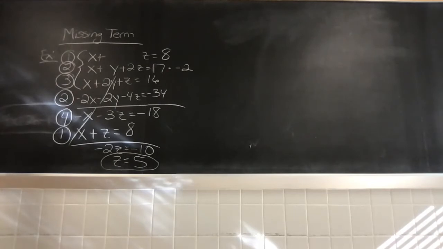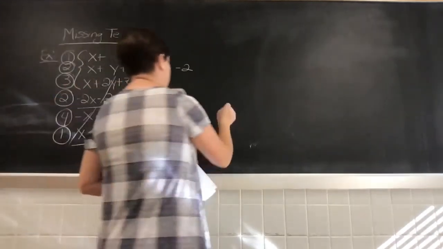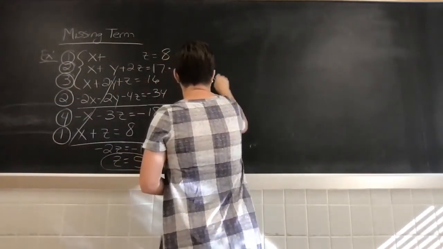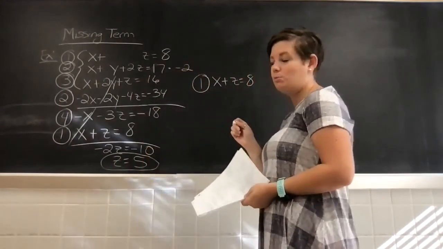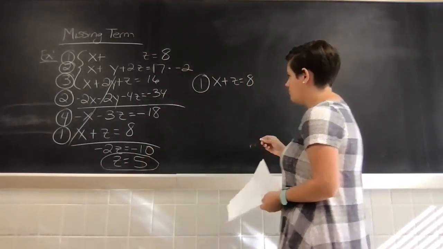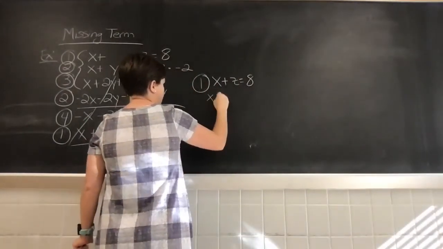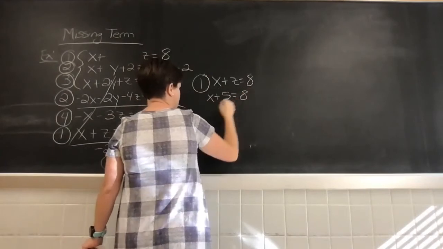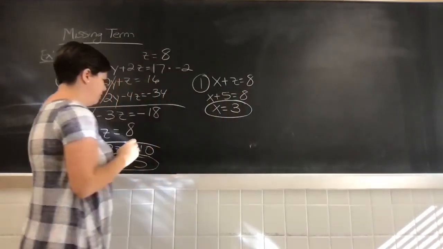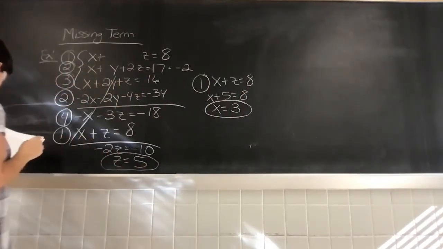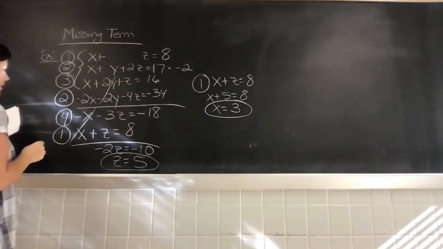Now I'm going to plug that back into my original equation, equation 1, because equation 1 was x plus z equals 8. Doesn't really get much simpler than that. So I'm going to plug in a 5 for my z. So I get x plus 5 equals 8. X equals 3. So now I have my x and my z.